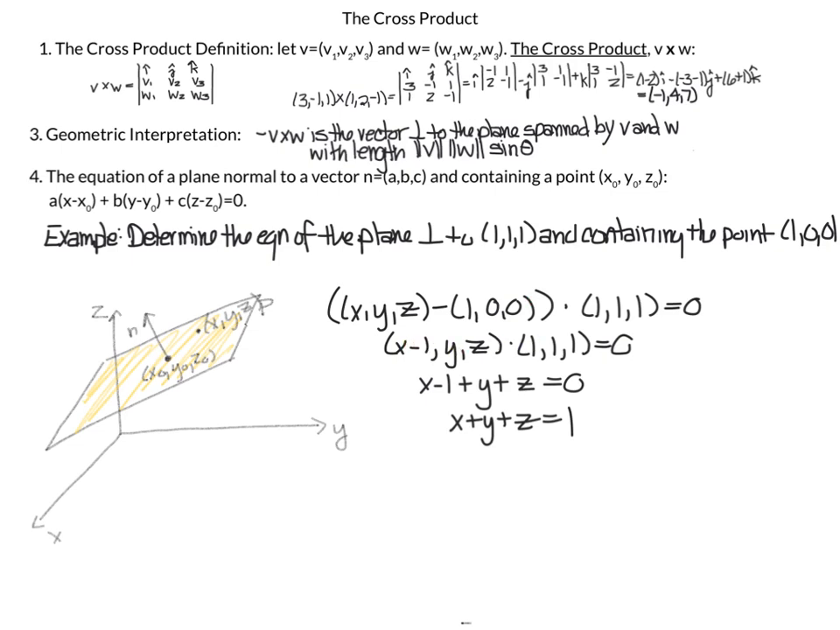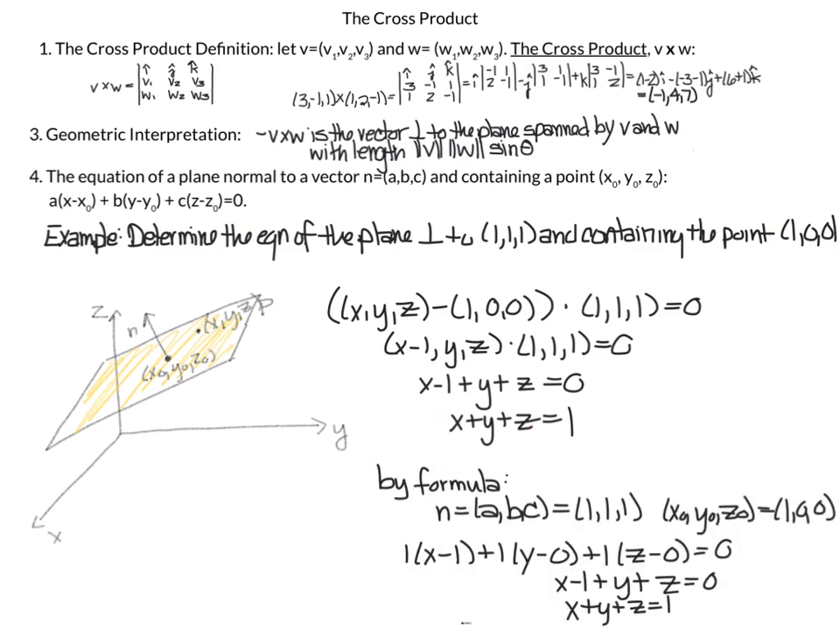And then I'm dotting it with 1, 1, 1, so I have x minus 1 plus y plus z equals 0, which gives me x plus y plus z is equal to 1. So this is the equation of the plane. And of course, you can do this by formula. N is equal to ABC, which in this case is equal to 1, 1, 1. X naught, y naught, z naught is equal to 1, 0, 0. Plug it into the formula, you get the same equation. But where's the fun in just plugging into the formula when you can think about what you're doing?